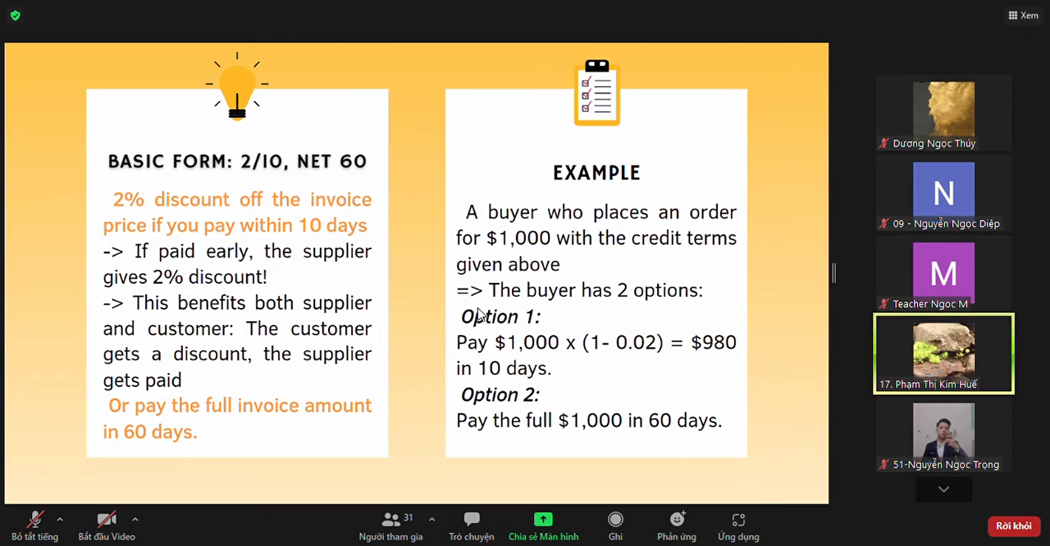If the customer pays early, the supplier gives a 2% discount. This benefits both supplier and customer. The customer gets a discount and the supplier gets paid. For example, a buyer who places an order for $1,000 with the credit terms given above will have two options. Option one is to pay $980 in 10 days, or option two is to pay the full amount, $1,000, in 60 days.